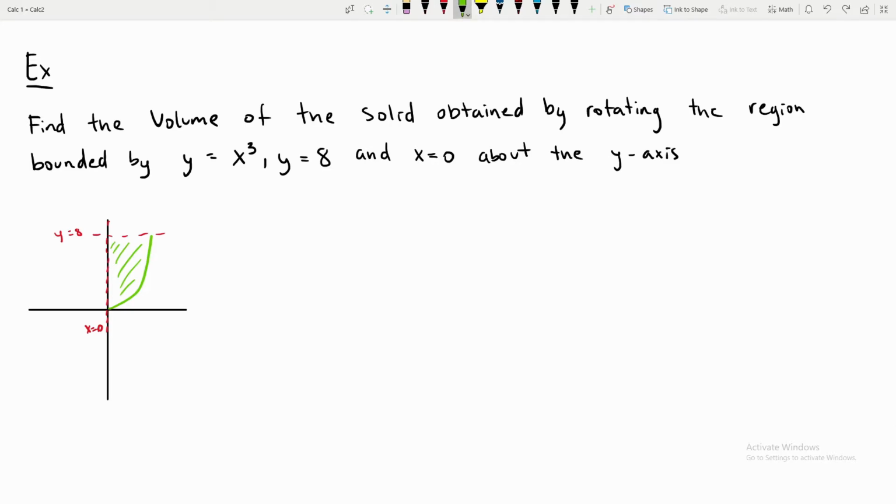So this function in green is y equals x cubed, and these red dotted lines represent the bounds that were given right here. So y equals 8 and x equals 0. So that's what these red lines are. And the question is asking us to rotate this about the y-axis. So we know that this is the y-axis, and essentially we're going to be taking this function and rotating it like this, 360 degrees around the y-axis.